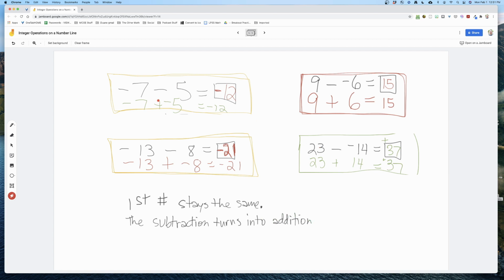And then what else do we notice? Look at that second number. It was a 5, it's now a negative 5. It was an 8, it's now a negative 8. It was a negative 6, it becomes a 6. It was a negative 14, it becomes a 14. That second number always changes into its opposite.